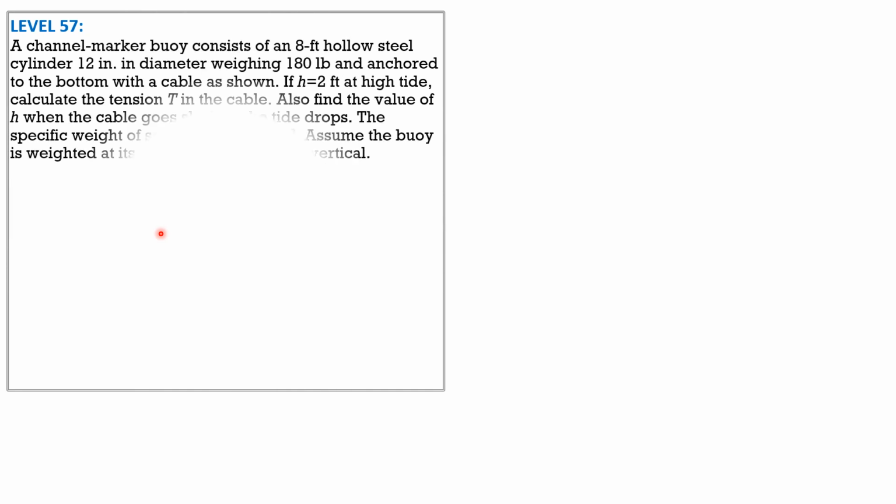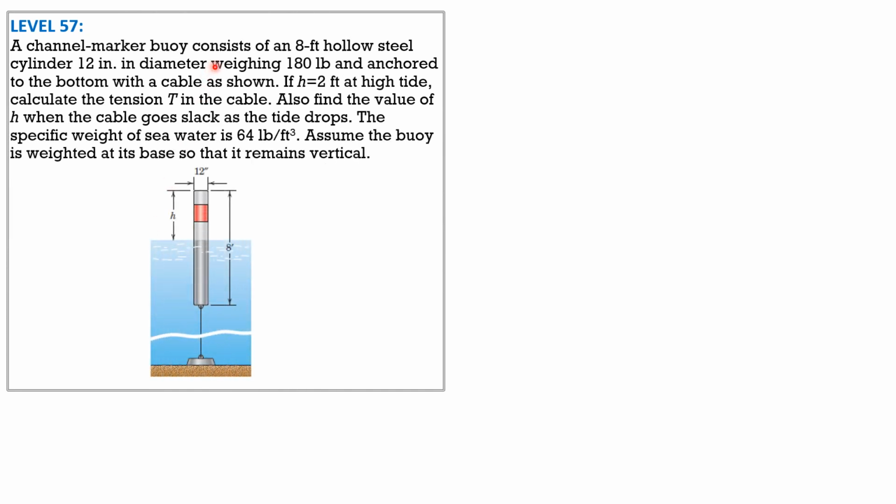Level 57. A channel marker buoy consists of an 8 feet hollow steel cylinder, 12 inches in diameter, weighing 180 pounds. So the weight of this channel marker buoy, an 8 feet hollow steel cylinder 12 inches in diameter, is 180 pounds.